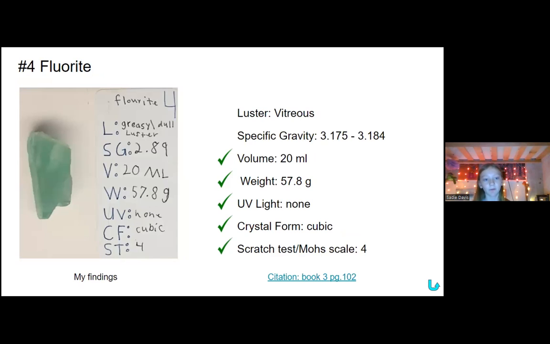My fourth specimen is fluorite. I identified the luster as greasy or dull. The specific gravity is 2.89. The volume is 20 milliliters. The weight is 57.8 grams. It doesn't react under the UV light. The crystal form is cubic, and the scratch test shows that it is 4 on the Mohs hardness scale.